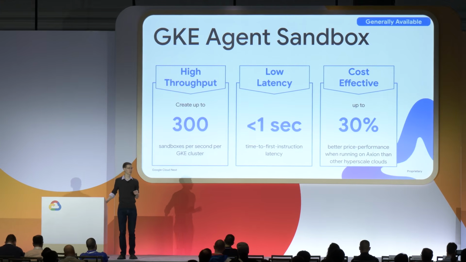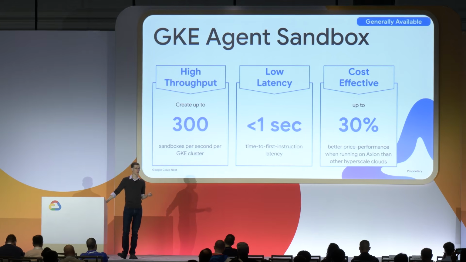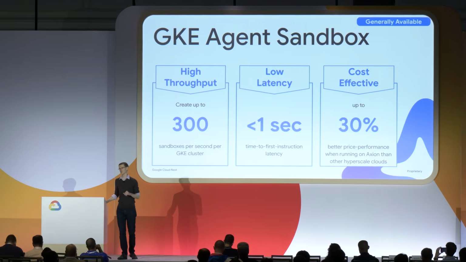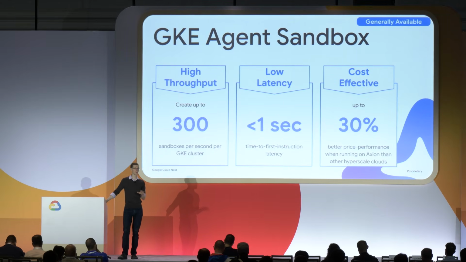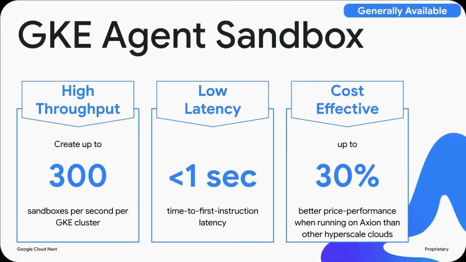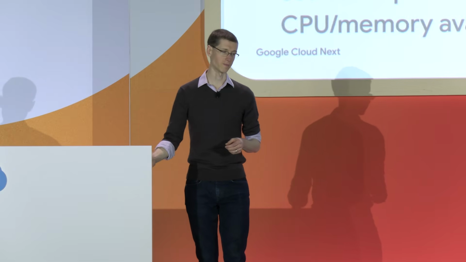GKE Agent Sandbox has super high throughput, so it can provision up to 300 new sandboxes per second per GKE cluster, so you can scale almost limitlessly by creating additional GKE clusters. Super low latency, sub-second time to first instruction execution, and very cost effective. In our benchmarks of GKE Agent Sandbox against other large hyperscale clouds, we found up to 30% better price performance with Axion instances than what is offered by other hyperscale clouds.